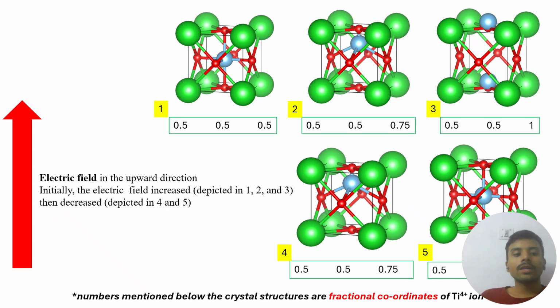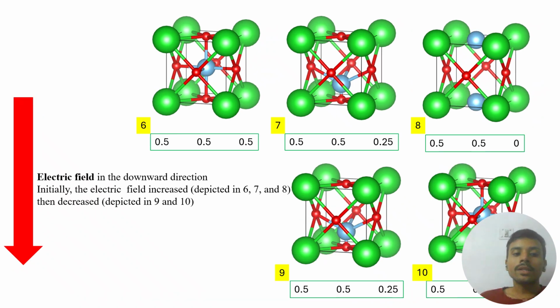Now to begin with, let's see how the electric field affects the polarization of the entire unit cell structure. These are a series of unit cells showing how the electric field in the upward direction affects the crystal structure. In the coming slide, we will be observing how the electric field when applied in the downward direction affects the crystal structures.